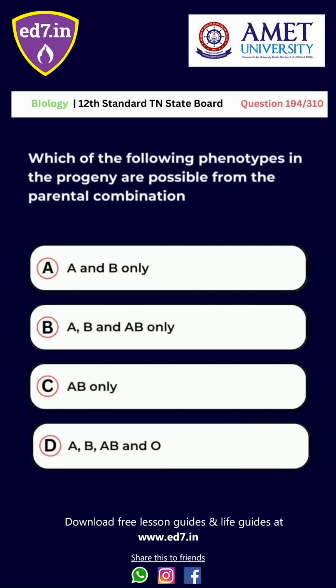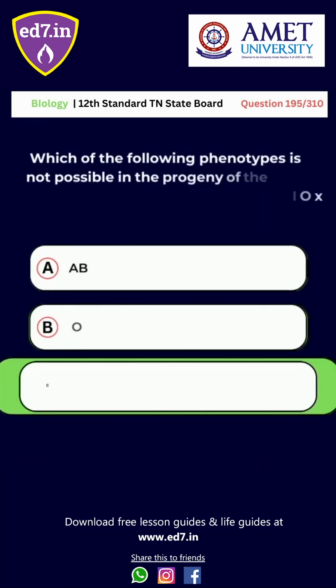Question number 194. Which of the following phenotypes in the progeny are possible from the parental combination? Option A. A and B only. B. AB and AB only. C. AB only. D. A, B, AB and O. The right answer for this question is option D. A, B, AB and O.